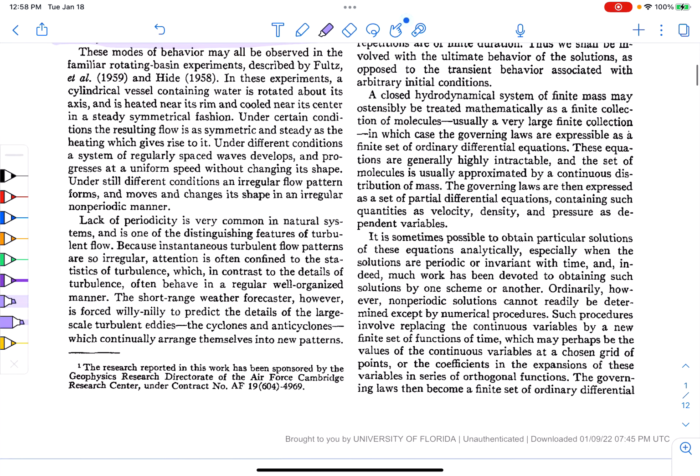I've highlighted in my notes this little part of the paper, and it says lack of periodicity is very common in natural systems, and he's really going to talk about atmospheric flows. And one of the distinguishing features of turbulent flows, and I think I mentioned this in some of the notes in the class so far, is that instantaneous turbulent flow patterns are so irregular, attention is often confined to the statistics of turbulence, which are in contrast to the details of a well-organized manner.